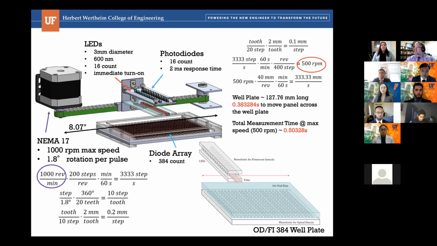One enclosure exclusively incubates 384 well plates. For this system, a line of 16 LEDs is moved across the long side of a 384 well plate by a belt and pulley system.